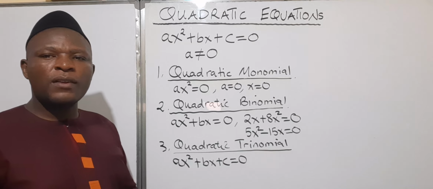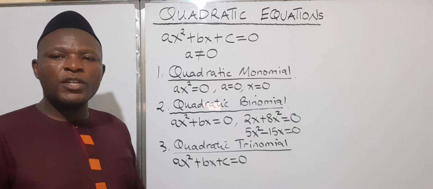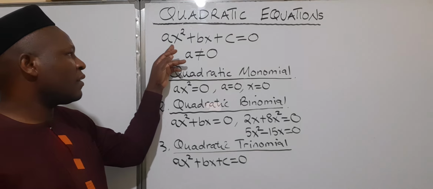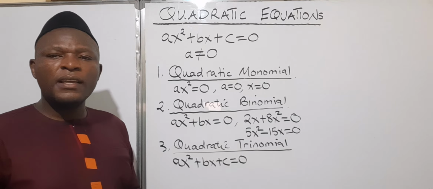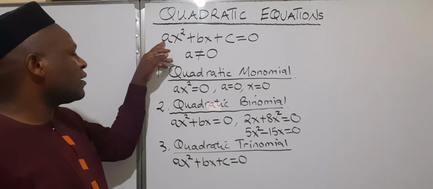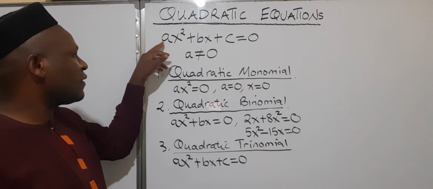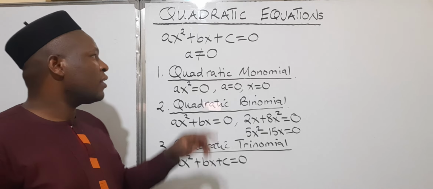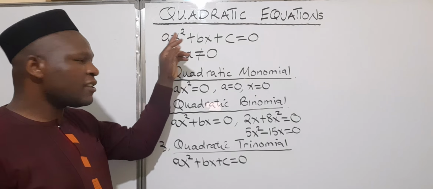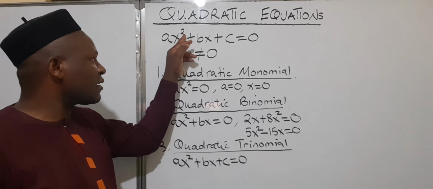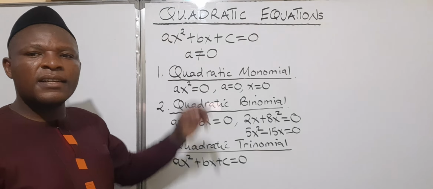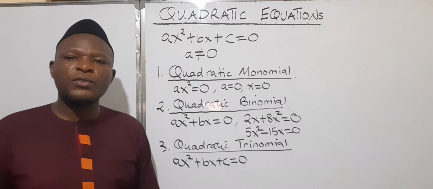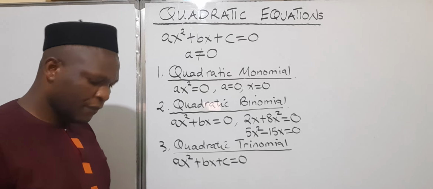Remember, I said what qualifies a particular equation to be called a quadratic equation is that the leading index there is always a 2. It is raised to the highest power, the highest degree is a 2. So it qualifies that particular equation to be called a quadratic equation.